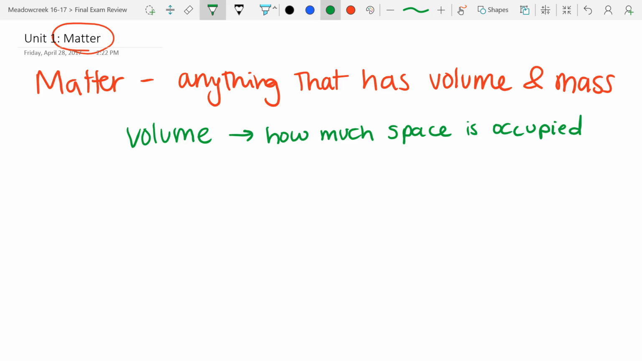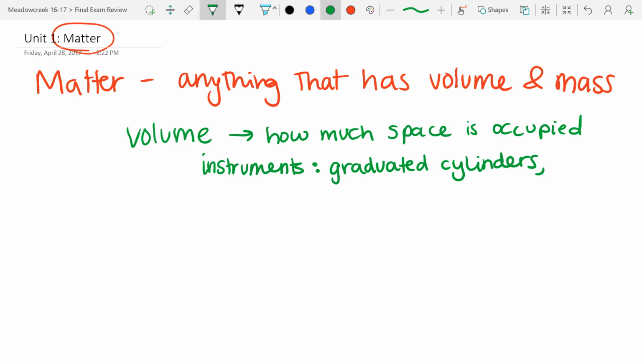Now there are a few ways we measure this. We use instruments to help us measure volume, and those instruments are usually graduated cylinders. You could also use beakers or flasks, or Erlenmeyer flasks. They all measure it, but graduated cylinders are used more often because they're a little more accurate.